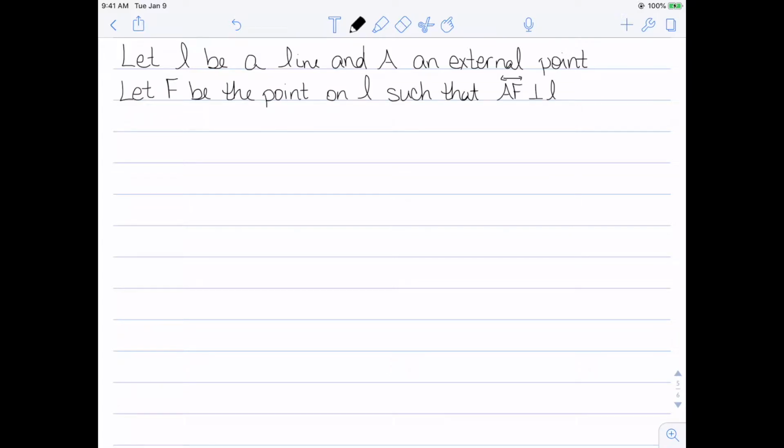I now want to define something known as the foot. I'm going to let L be a line and A be any point not on that line. I'm then going to let F be the point on my line such that the line between A and F is perpendicular to L. In this case, my Euclidean case, I would just draw the unique perpendicular passing through A. Not a great picture, but that's okay. And the point where this perpendicular passes through the line is F.